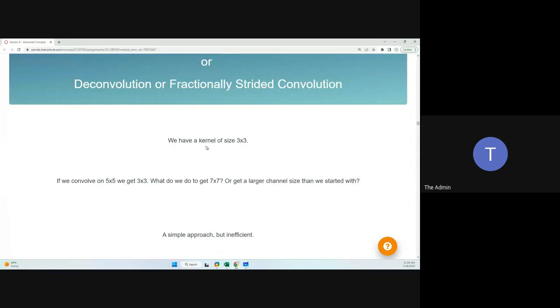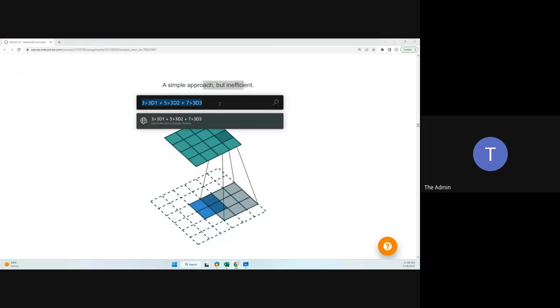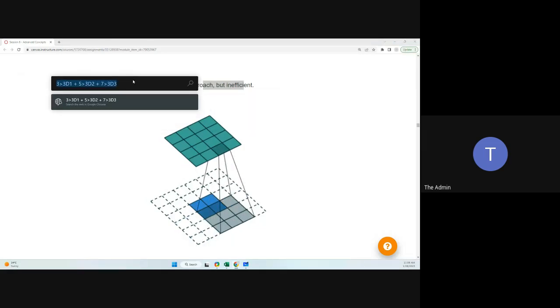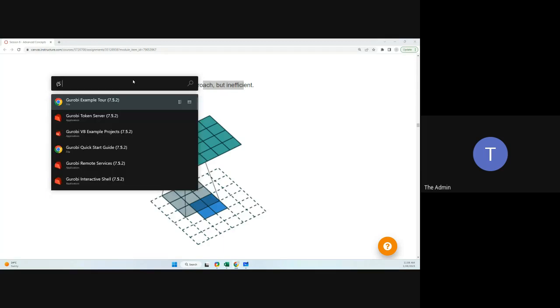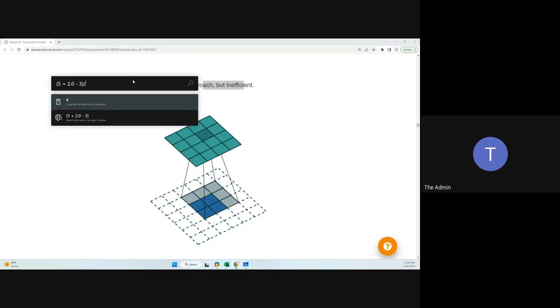Okay. So we have a kernel size 3 cross 3. We convolve a 5 cross 5 and get a 3 cross 3. What do we do to get a 7 cross 7 or larger output? There's one simple approach, but it's inefficient. If you go back to the formula, the output channel size equals the input channel size, let's say 5, plus 2 into padding, let me keep it 0 right now, minus the kernel size 3, divided by stride 1.